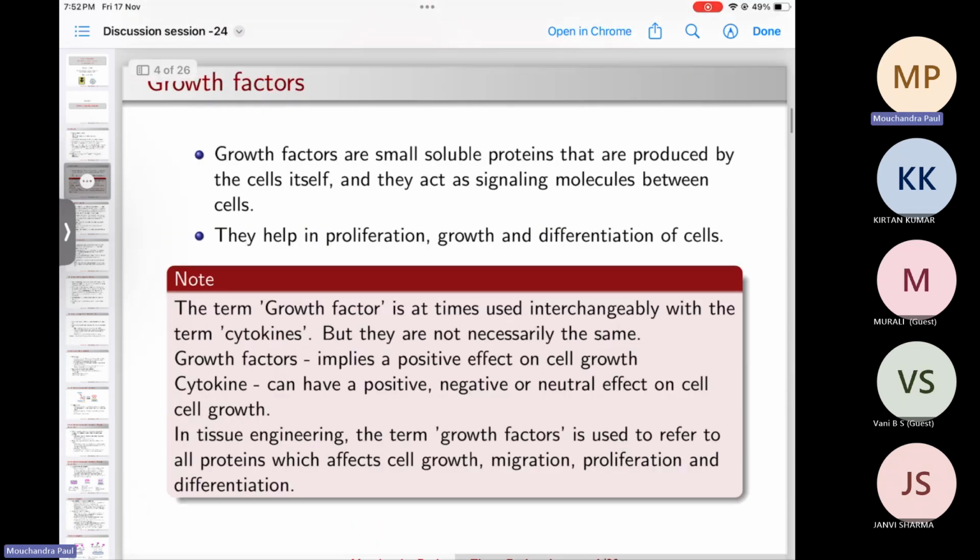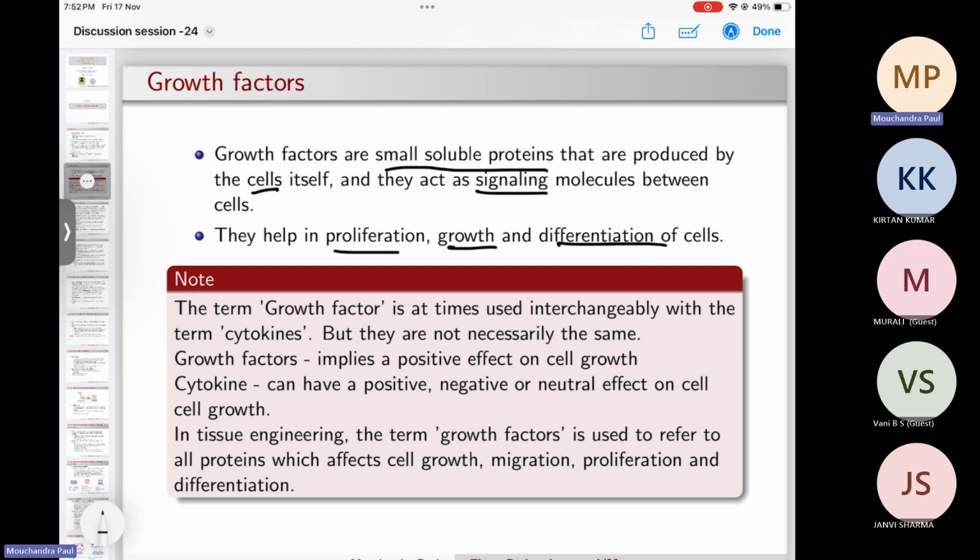So what are growth factors? Let's recall. Growth factors are small protein molecules which are soluble in nature, and these growth factor molecules are produced by cells, all right, and they can act as a signaling molecule between two cells. That is, we can initiate paracrine signaling, right, or autocrine signaling. So these kinds of signaling modes are possible using growth factors. They are known to help in proliferation, cellular growth, and differentiation.